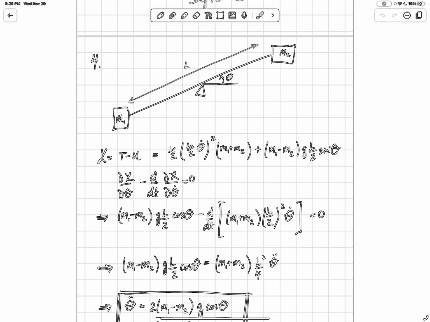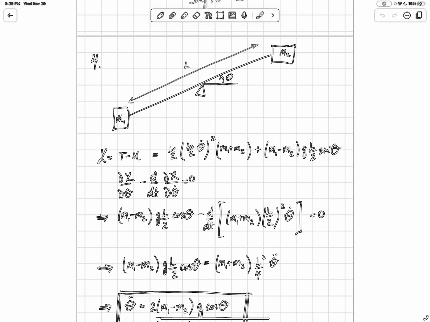Now, since this is purely rotational motion, the masses are not going in and out like this, they're just rotating about the fulcrum. The only kinetic energy term is that rotation term. So for mass 1, it's 1/2 m1 times this length, which is L over 2 times theta dot, all squared. And same for mass 2. So it's 1/2 times this velocity term times the sum of the masses.